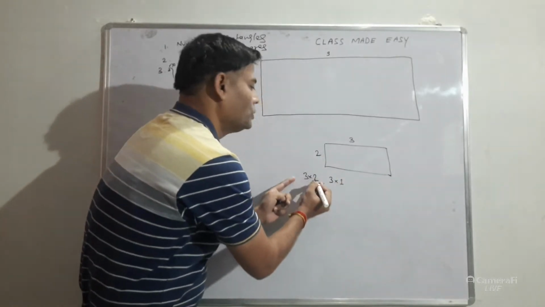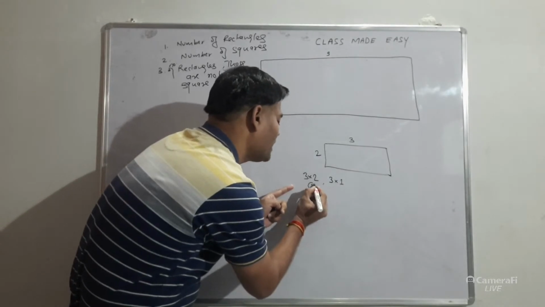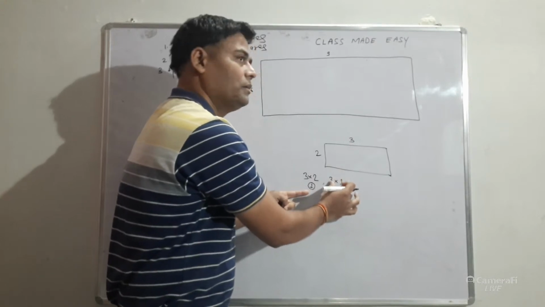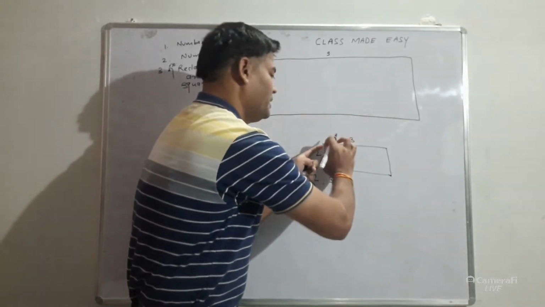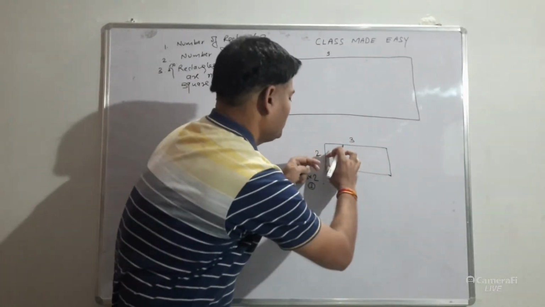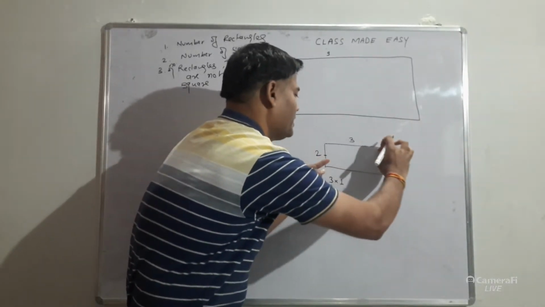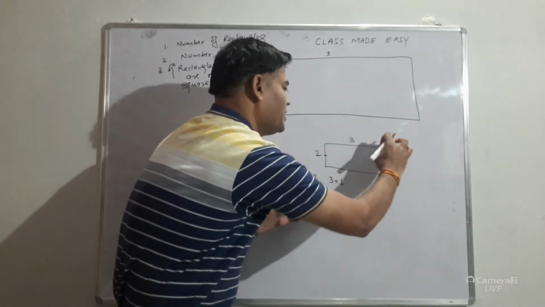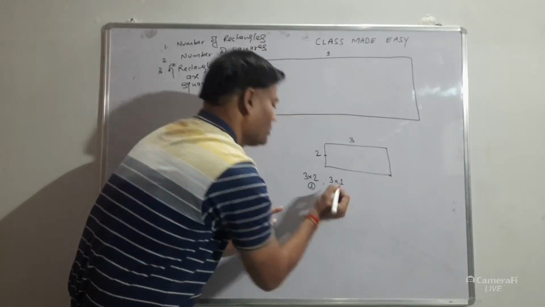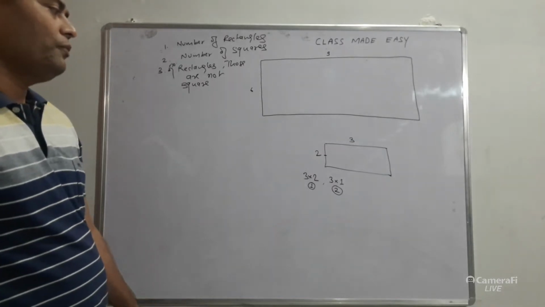So 3 by 2 is only one rectangle. I am writing the number of rectangles: it is 1. And for 3 by 1, this is 3 and this is 1; if you divide it, there is a 3 by 1 rectangle and another 3 by 1 rectangle. This is 1 and this is 1, so it is 2. So we have 3 by 2 and 3 by 1.